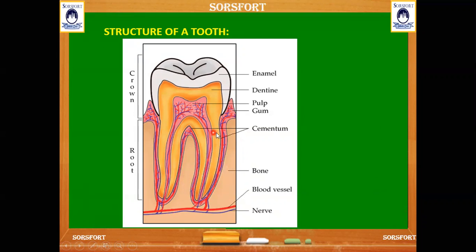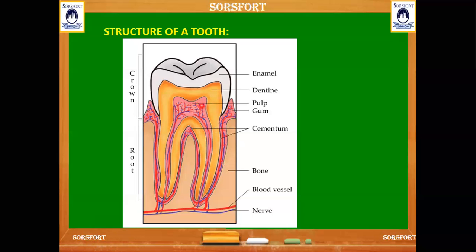And here is the cementum, which works as a wall fixing the tooth. It is a bone-like substance. We can see here this part, cementum, which is marked, the outer part of the dentin, and it fixes the tooth in the jawbone using the gum.